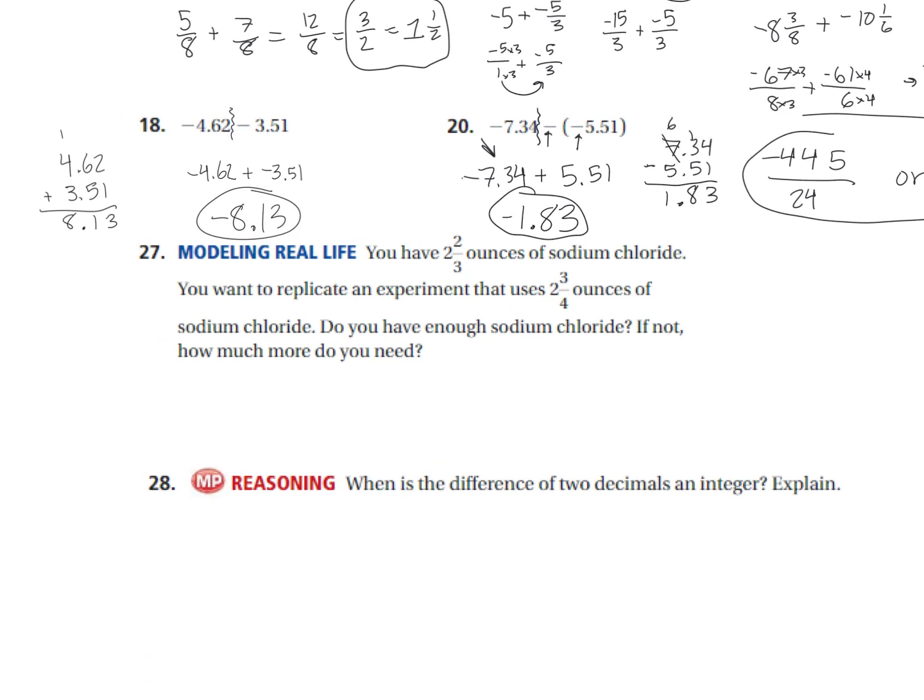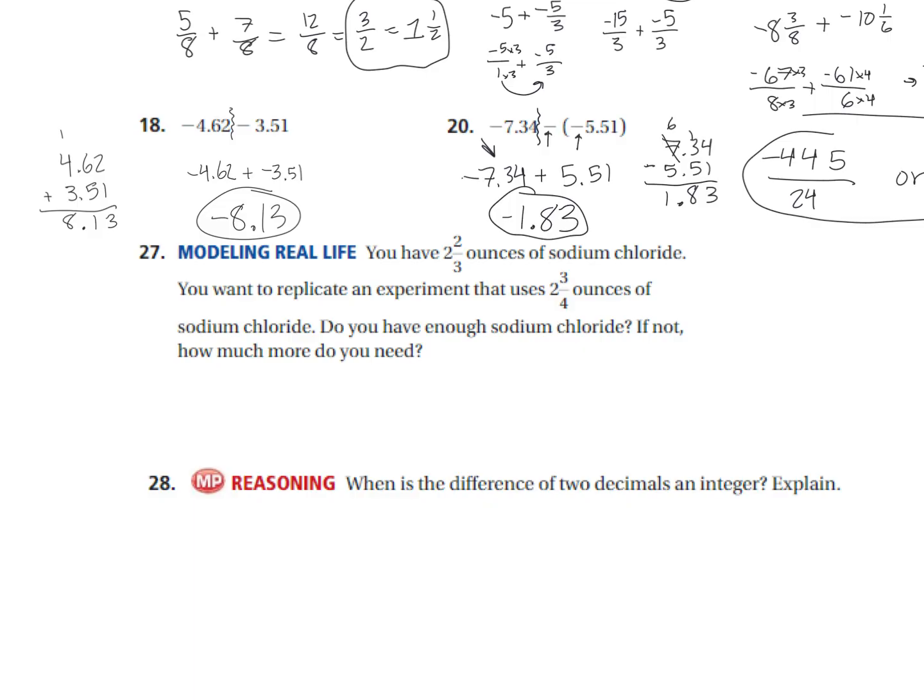Okay. Number 27 says you have 2 and 2/3 ounces of sodium chloride. You want to replicate an experiment that uses 2 3/4 ounces of sodium chloride. Do I have enough sodium chloride? If not, how much more do I need? All right, basically what it's asking us to do is compare these 2 values and see, is 2 2/3 greater than 2 3/4, and if it's not, how much more would I need?